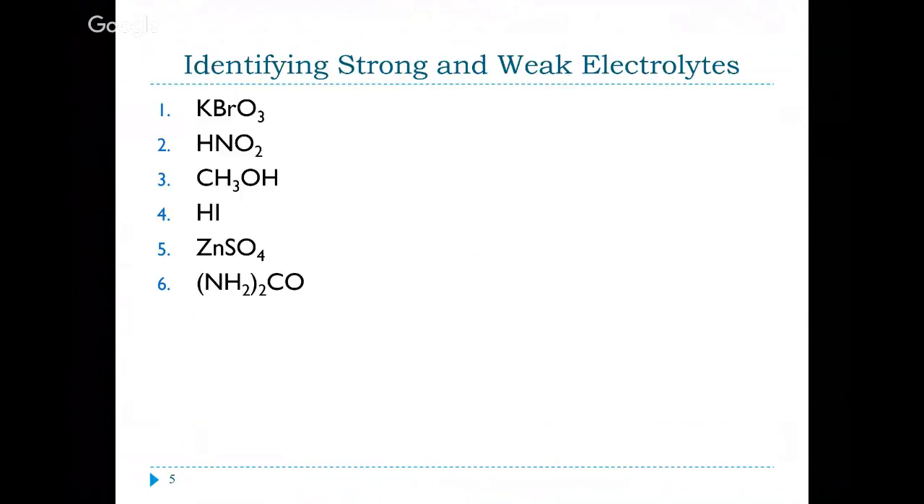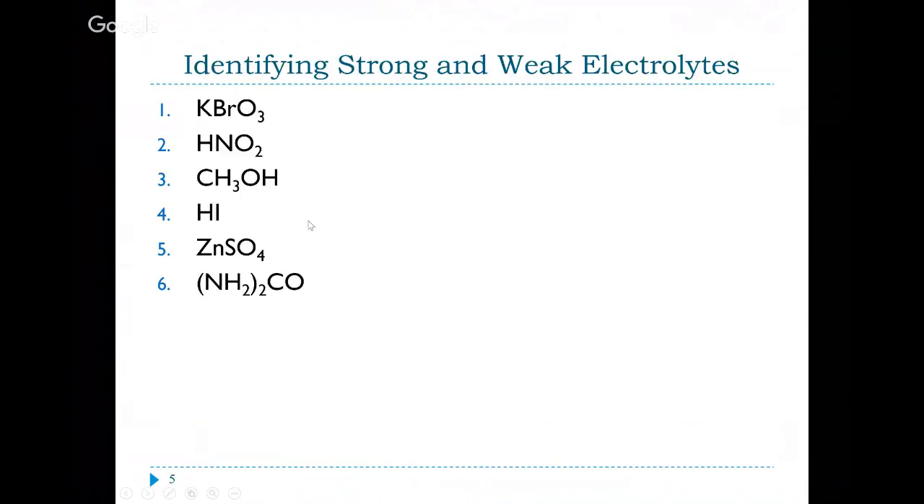So we can identify strong and weak electrolytes by looking at, do these substances actually completely dissociate in water, or do they not? So if you are a soluble ionic compound, you will be a strong electrolyte. If you're a strong acid or a strong base, you're a strong electrolyte. Then the only things that are considered weak electrolytes would be weak acids or weak bases.